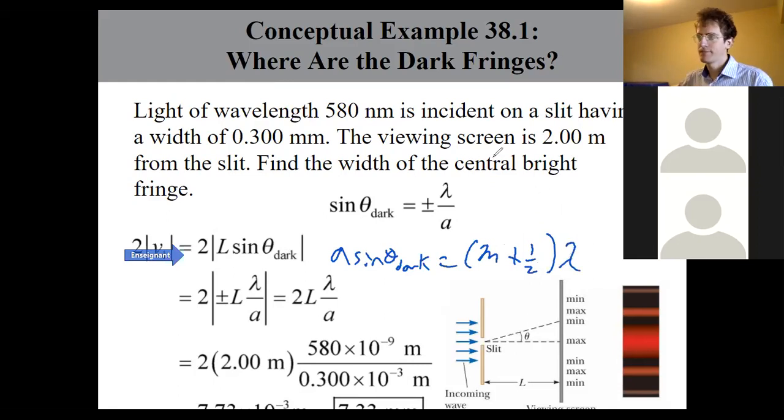So, wait a minute. This is the theta. This is not theta dark. This is theta light. Yeah. Just not normally used because for physical measurements, you want to find the dark fringes to measure the width of the bright fringes. So this is why this formula is not really used.